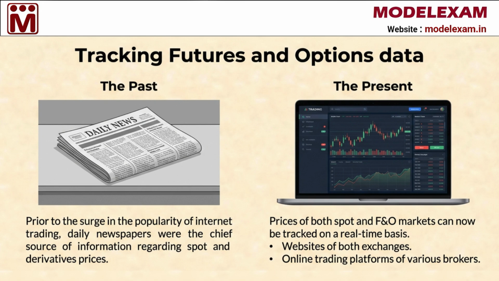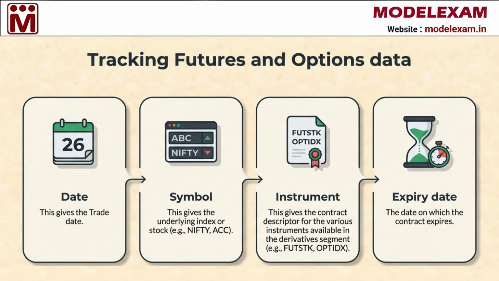You can now track market prices on a real-time basis by visiting the official websites of the stock exchanges or by using the online trading platforms provided by various brokers. When you look at market data, several key details help you identify what you are tracking. First is the date, which tells you the specific trade date for the information you are viewing.